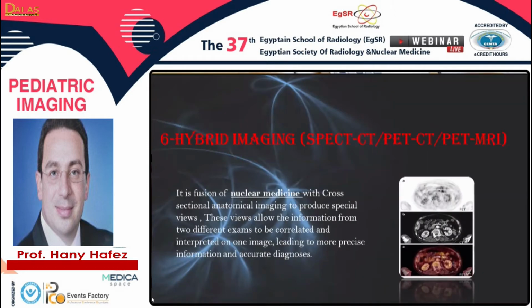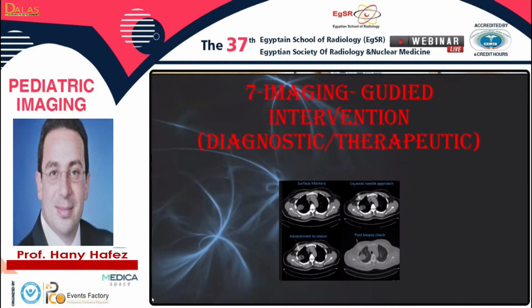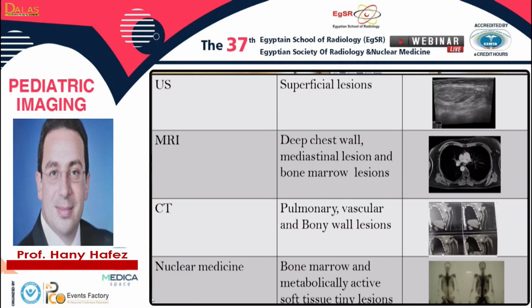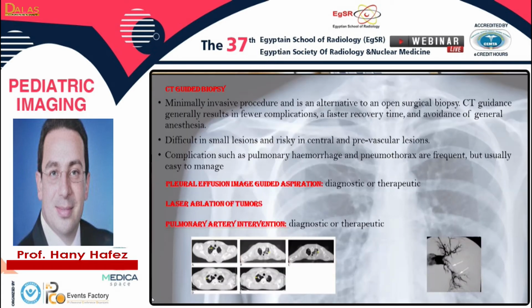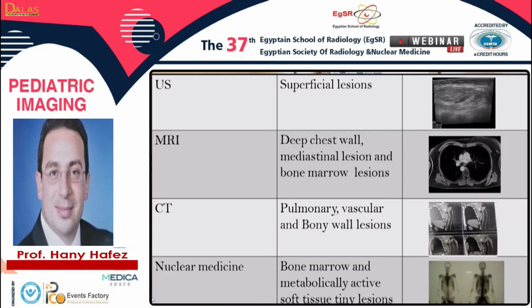Hybrid imaging is the fusion of nuclear medicine with cross-sectional anatomic imaging to produce special views. Imaging-guided intervention may be CT-guided biopsy. It's a minimally invasive procedure, difficult in small lesions and risky in central and perivascular lesions. Complications such as pulmonary hemorrhage and pneumothorax are frequent, but not severe. Others include pleural effusion image-guided aspiration, laser and ablation of tumors, and pulmonary artery intervention, whether diagnostic or therapeutic.